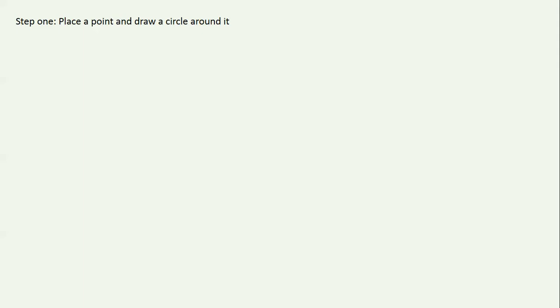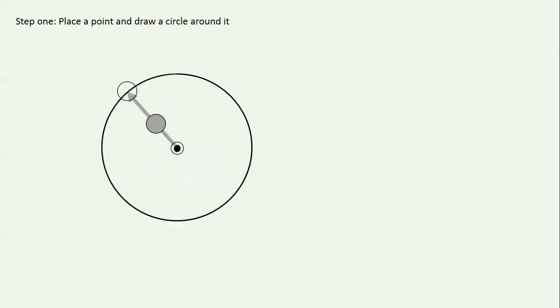So towards the center of your paper, plot a single dot. Then take your compass and place the center on that dot. You will then draw a circle of a radius of your choice. Remember this radius because you're going to use it for the rest of your construction.